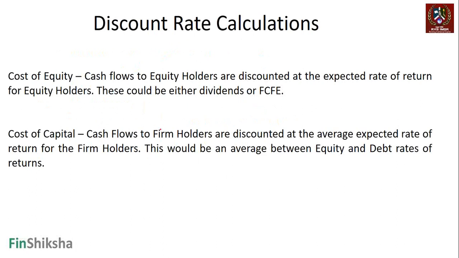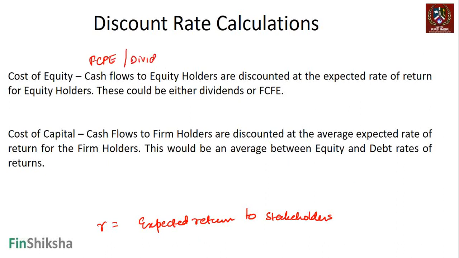Remember, there are two kinds of discount rates we are going to use. Whenever we are discounting a cash flow, the discount rate is nothing but the expected return to the stakeholders. And who are the stakeholders? Whoever is getting money out of that cash flow. So if we are looking at, let's say, FCFE, or at dividends, who's getting this money? The equity holders. So if we are looking at dividends or FCFE, the discount rate is going to be the expected rate of return for the equity holders. This is called the cost of equity, right?